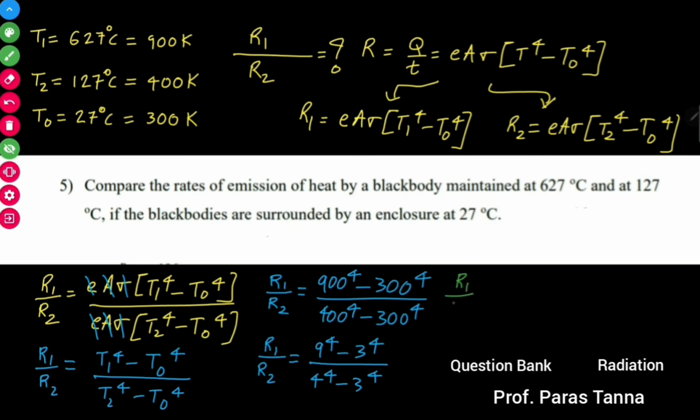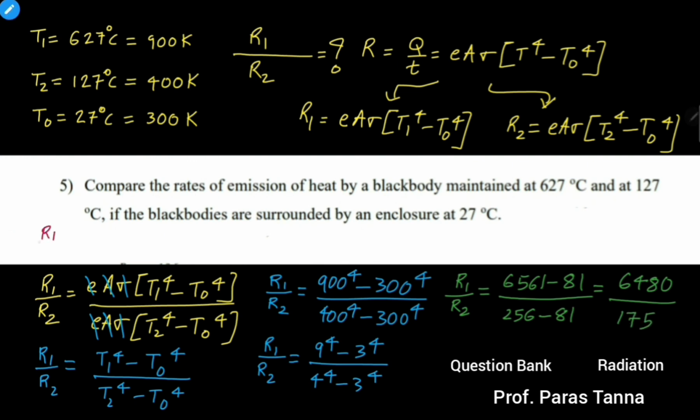That means R1 divided by R2 is equal to 9 raised to 4, that is 6561, minus 3 raised to 4, which will give us 81, the whole upon 4 raised to 4, which will give us 256, minus 3 raised to 4, which will give us 81. So students, we are getting 6480 divided by 175.